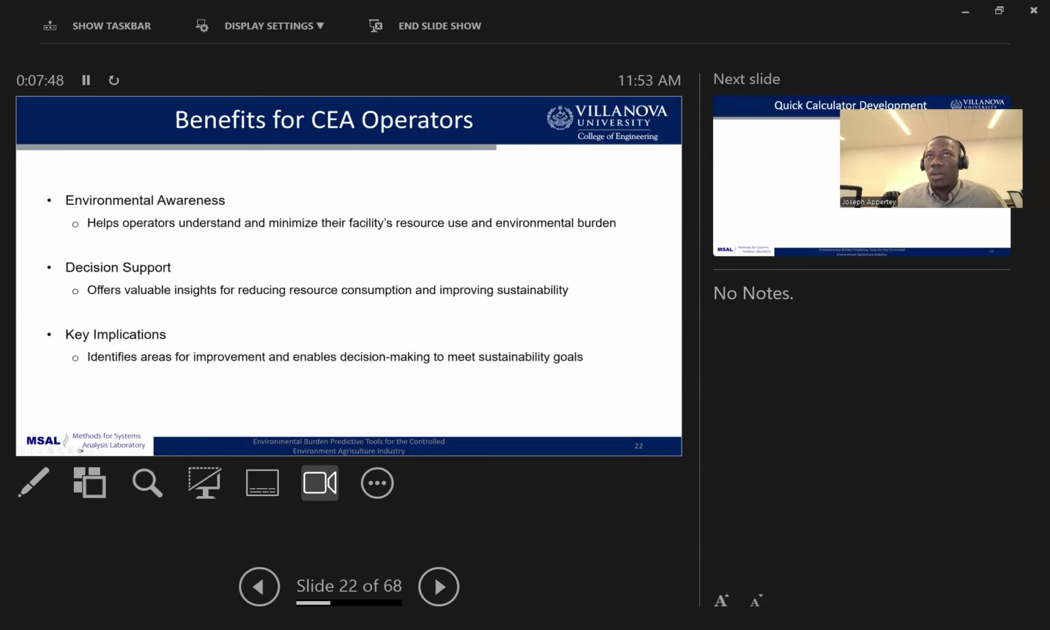Talking about the benefits, we consider environmental awareness and decision support, which offers valuable insight for reducing resource consumption and improving sustainability. The key implication is to identify areas for improvement and to make informed decisions to meet the sustainability goals.